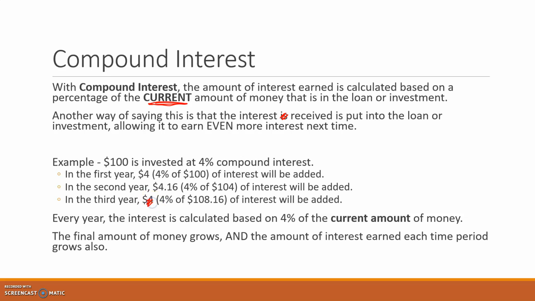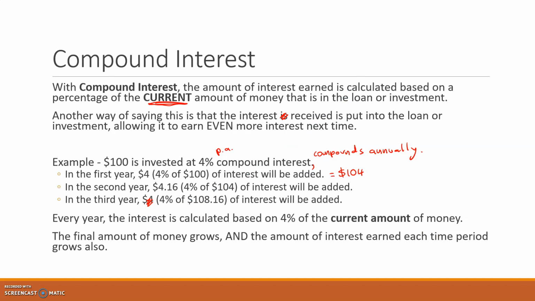So let's take a look at this example down here. It says $100 is invested at 4% compound interest. So we'll say it's 4% per annum and it compounds annually. And you'll see the significance of that a little bit later when I explain. So we've got $100 invested at 4% per annum compound interest, which compounds annually. So in the first year, our principal, it hasn't changed yet, no interest has been given, but in the first year, 4% of $100 is added to our account. So $4 of interest will be added. So that brings us to $104 after the first year, just like with simple interest.